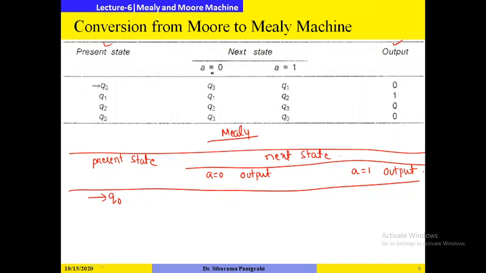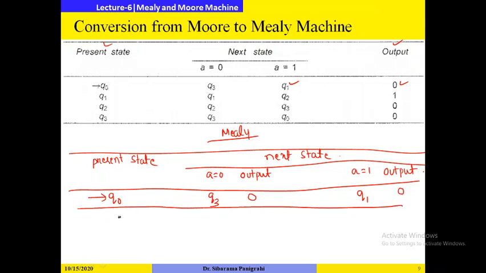So Q0 by taking 0 as input, what is the next state? It's Q3. So Q0 produces which output? It's 0. So here I will write 0. So Q0 by taking 1 as input, what is the next state? It's Q1. So here I will write Q1. Q0, what is the output for Q0? It's 0. So I will write 0 first.